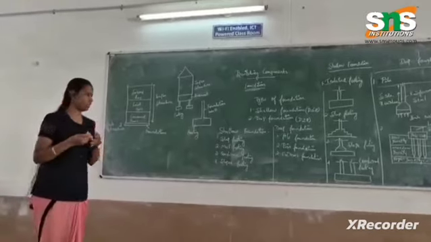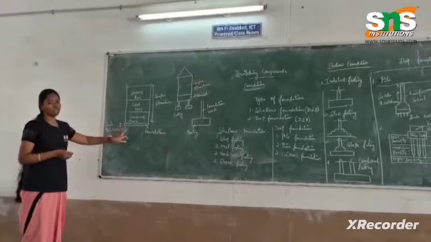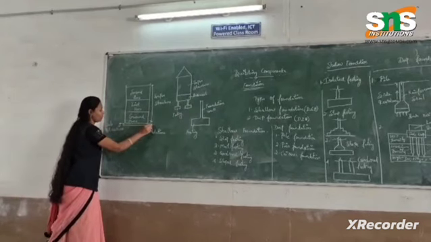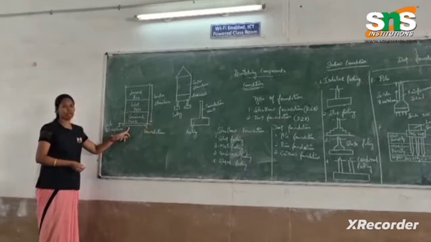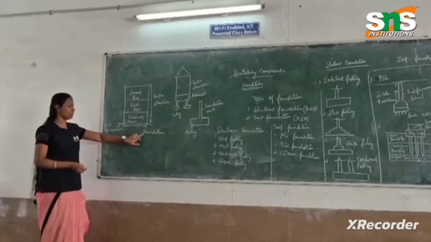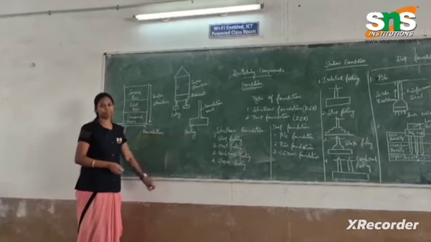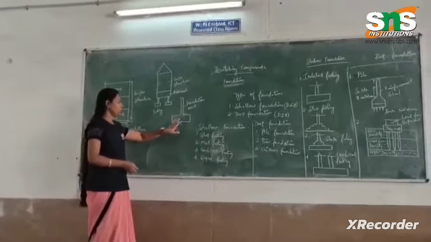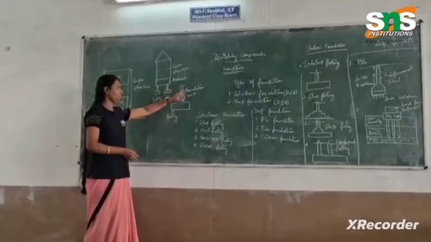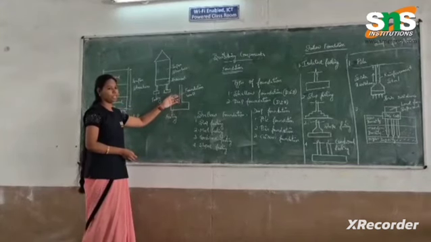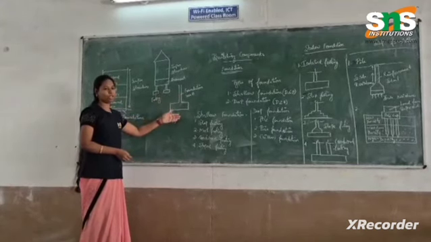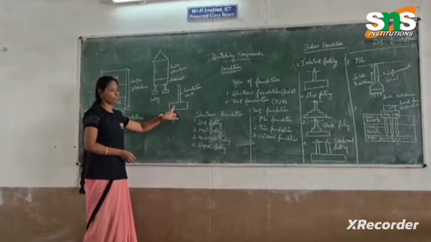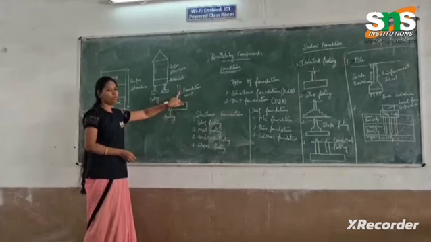In substructure, the main thing is foundation. This is the ground level, below which we have the foundation. What is the difference between foundation and footing? The foundation is nothing but the entire thing that is constructed below the ground surface. This area is called as the footing. This one is foundation wall.